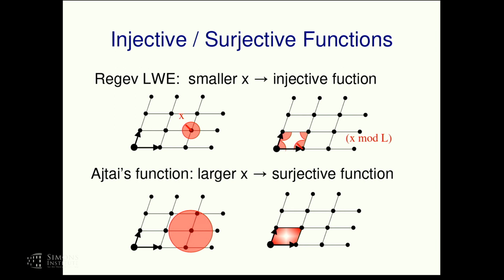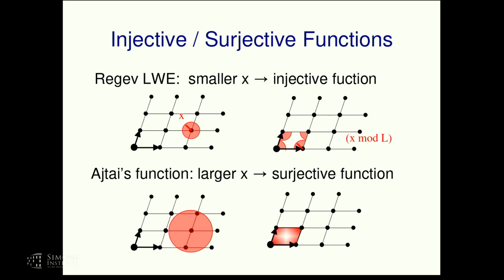And Ajtai could prove hardness of these problems only when the error vector was large enough that when you reduce your input modulo the lattice, or when you multiply your vector x by A, you end up covering potentially every point in the fundamental region of the lattice. So in this case, you have a surjective function. It is the same problem, but for two different values of the parameters of the error, large error or smaller error. And the fact that here the function is surjective and here it is injective enables different classes of applications.